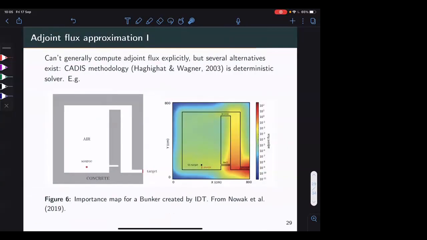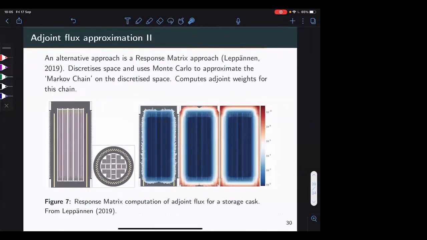This CADIS is a deterministic methodology. There's, I think, a second methodology based on Monte Carlo methods, using what are called response matrix approaches. This is from a paper by Leppänen, and here again, he's trying to do the same thing: computing this adjoint flux. I think this is some fuel container, and this is an iterative process. This is what you get after, I think, about 50,000 Monte Carlo trajectories, your estimates of the adjoint flux in this system.